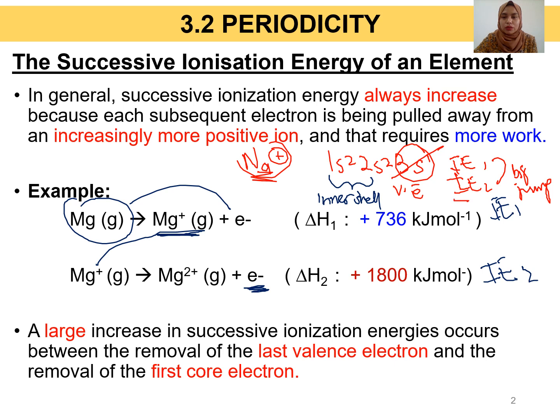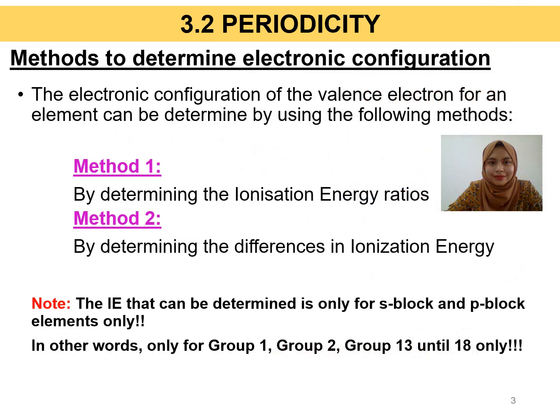Tapi IE2 dengan IE3 tak akan ada big jump sangat lah. Yang this one akan jadi biasa saja sebab IE2 you ambil elektron daripada 2s. Okay, IE3 pun you ambil elektron daripada 2s. So kiranya tak ada beza. So macam tu lah, kalau let's say you jumpa je big jump is because of what? Because you remove the last valence electrons and then you nak move kepada the first core of electron.